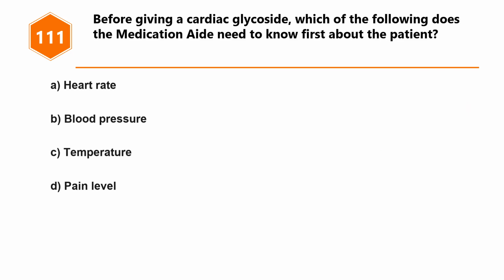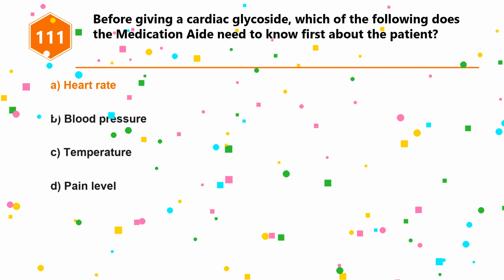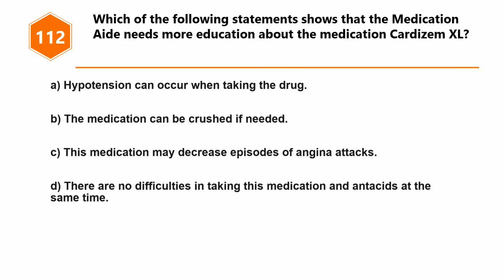Question 111. Before giving a cardiac glycoside, which of the following does the medication aide need to know first about the patient? Option A. Heart rate. Option B. Blood pressure. Option C. Temperature. Option D. Pain level. The correct answer is option A. Heart rate.